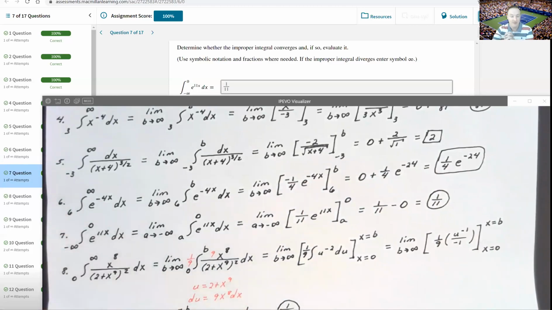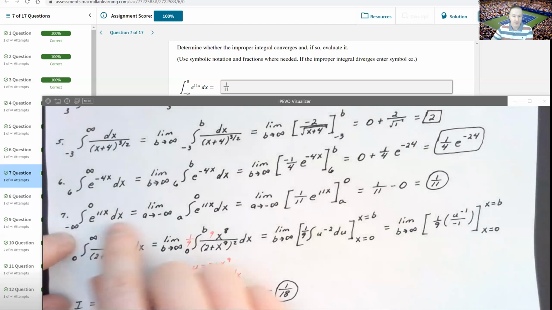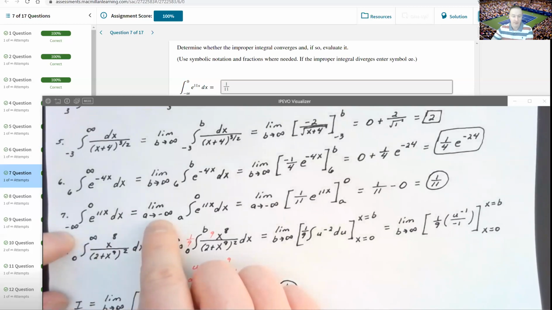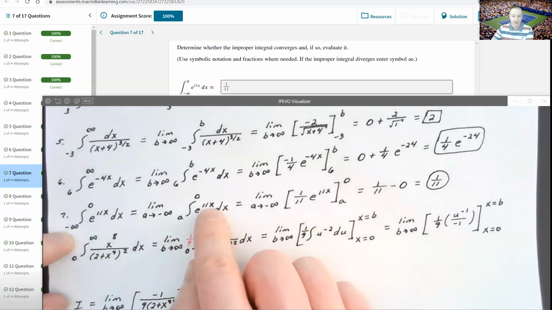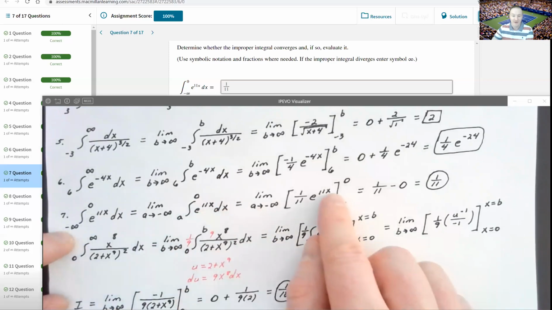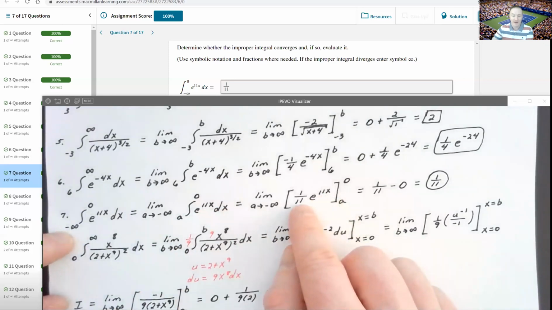For number 7 here, the lower limit cannot be negative infinity. You can't plug that in and get a real number. So we say, well, then we can take the limit as a approaches negative infinity of the integral from a to 0 of e to the 11x. And then similar to the problem preceding it, you can just say, well, this is going to be e to the 11x divided by 11, or 1/11th e to the 11x.